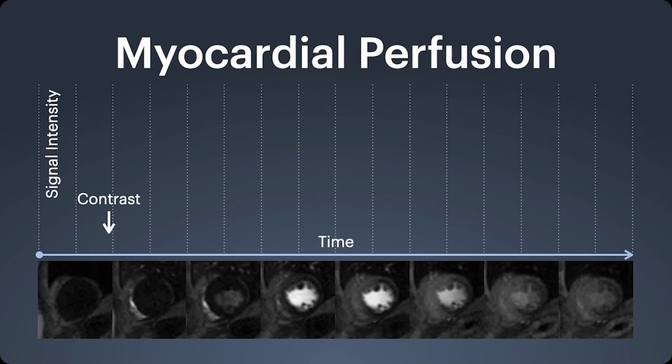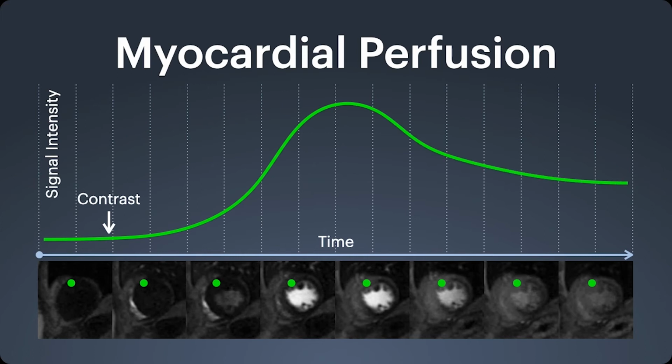So taking a look at this here, we're going to plot out time from contrast administration to signal intensity. To do that, we start by applying a gradient recalled echo sequence with a saturation pre-pulse, which will provide T1 weighting. And this helps us identify maximal differentiation in gadolinium concentrations within the myocardium. First, we'll place this dot here, in an area of normal myocardium.